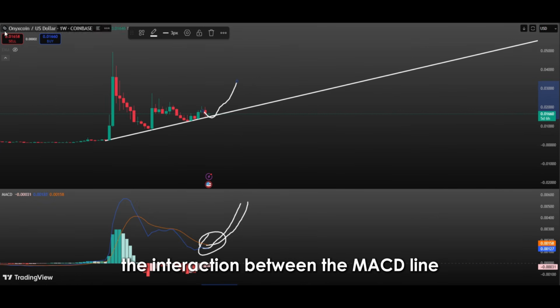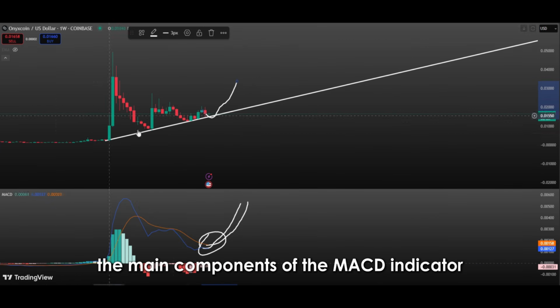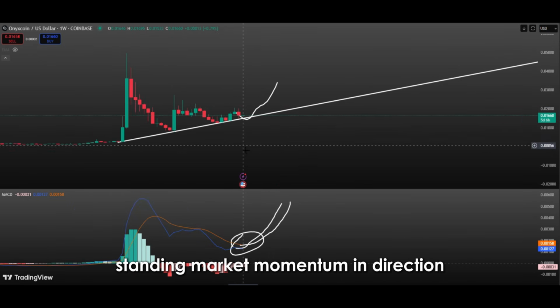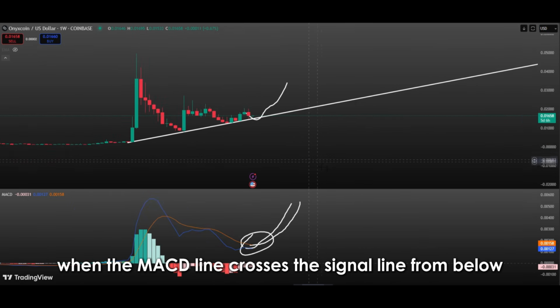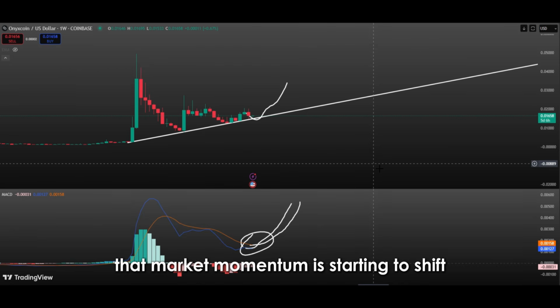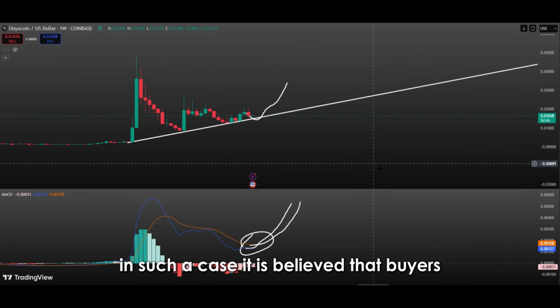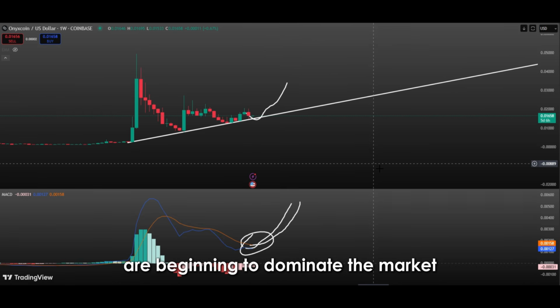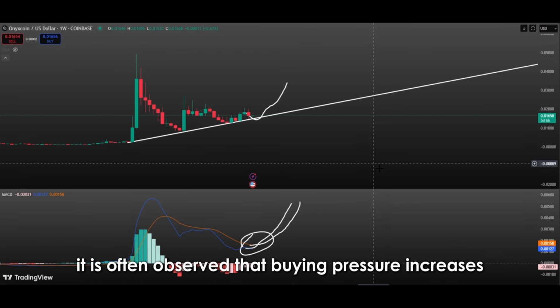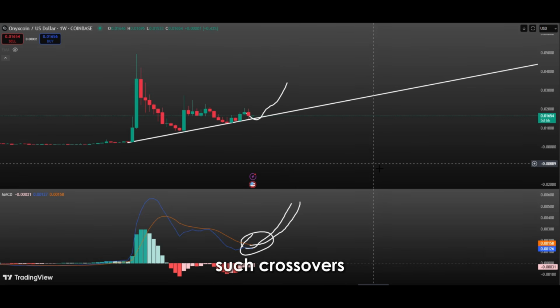The interaction between the MACD line and the signal line, the main components of the MACD indicator, plays a major role in understanding market momentum and direction. Specifically, when the MACD line crosses the signal line from below, it can indicate the beginning of an uptrend. This crossover suggests that market momentum is starting to shift from negative to positive. In such a case, it is believed that buyers are beginning to dominate the market, selling pressure is decreasing, and the price is preparing for an upward movement. In technical analysis, it is often observed that buying pressure increases following such crossovers.